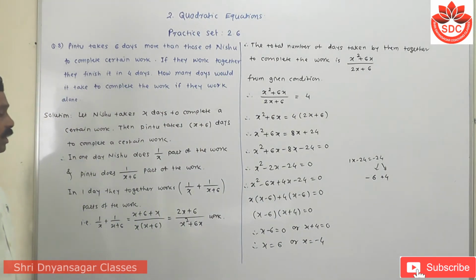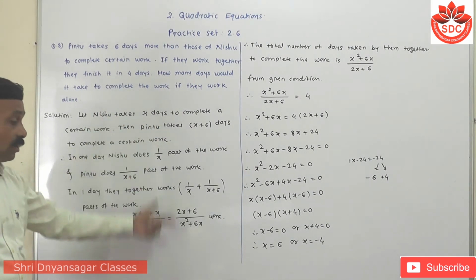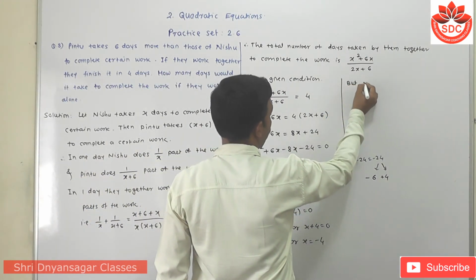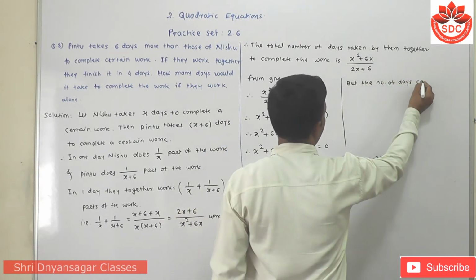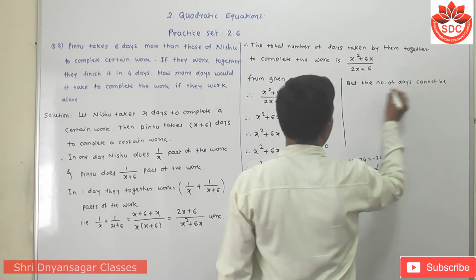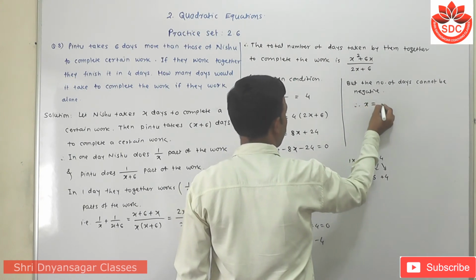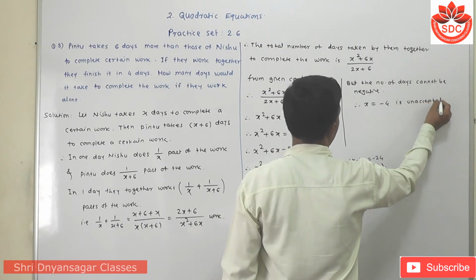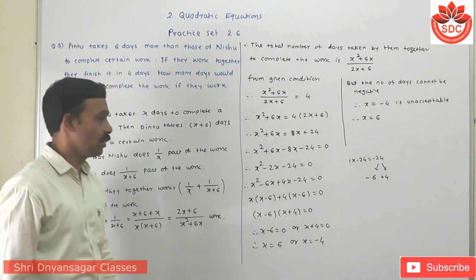But x is equals to minus 4 is unacceptable because work Nishu takes x days, days cannot be negative, so that I have to write here, but the number of days cannot be negative. Therefore, x is equals to minus 4 is unacceptable. Therefore, x is equals to how much? 6. X is equals to 6.